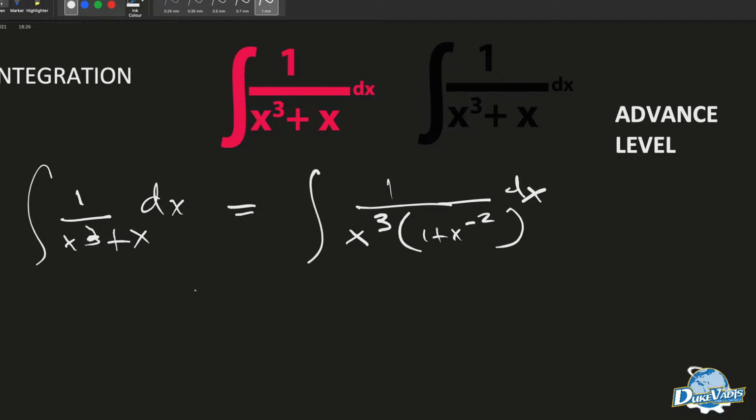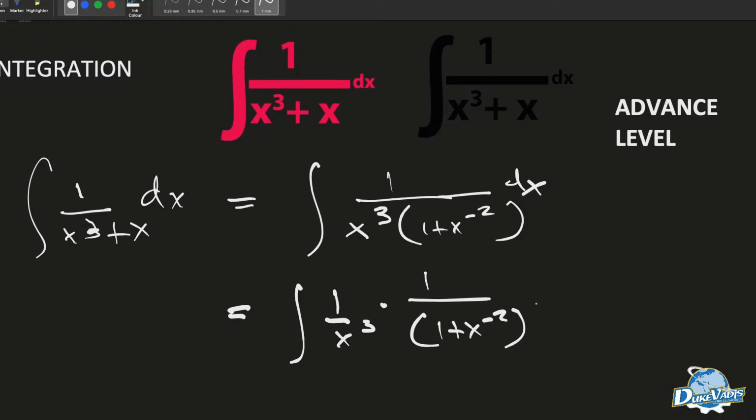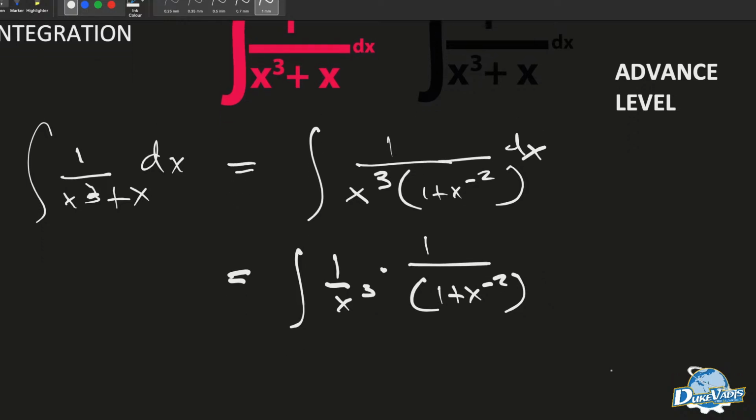Okay, further, we can also say that this is the same as 1 over x cubed multiplying 1 over 1 plus x raised to the power negative 2. Then if that is the case, we can also write it like x raised to the power negative 3 all over 1 plus x raised to the power negative 2. So we can say this can be written as this.